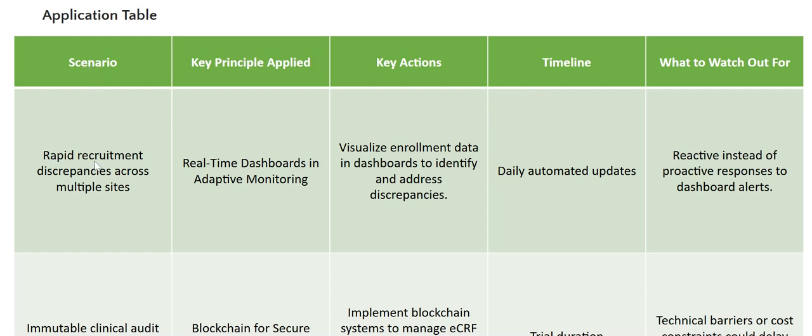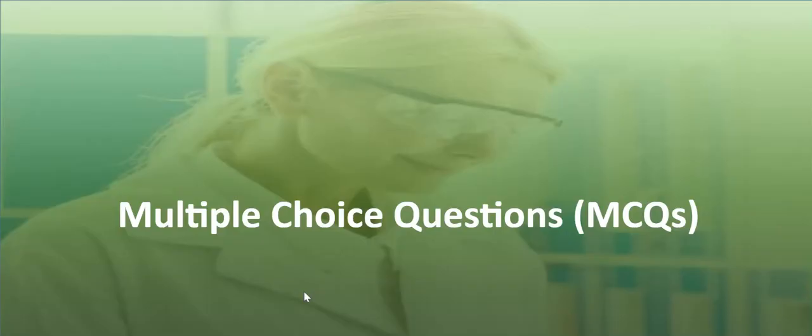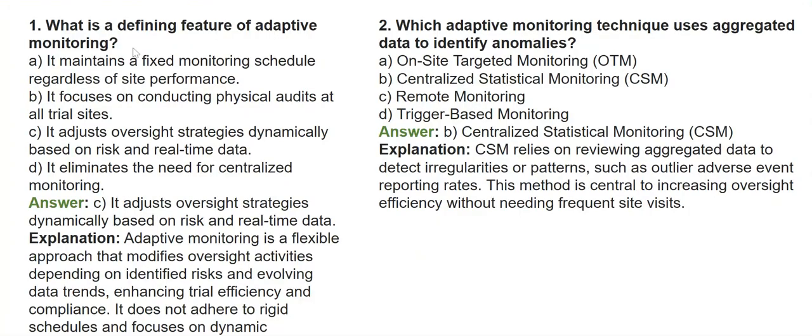Continuing with the scenarios, rapid recruitment discrepancies across multiple sites, the key principle that was applied: real-time dashboards in adaptive monitoring. A scenario of immutable clinical audit records using a blockchain audit trail system, the key principle that was applied: blockchain for secure data oversight. And then in order to revise, we have some MCQs, or multiple choice questions.